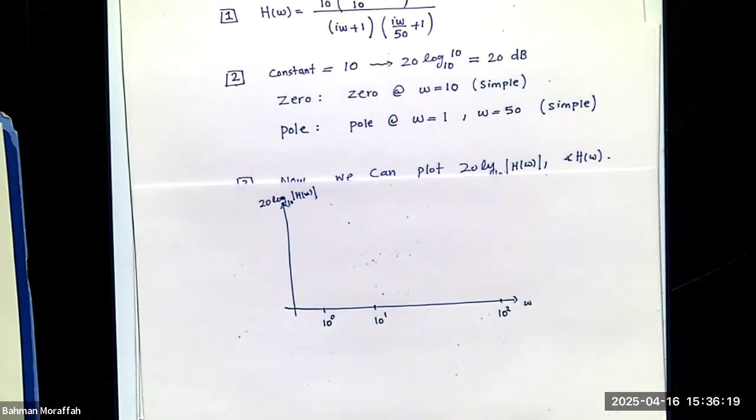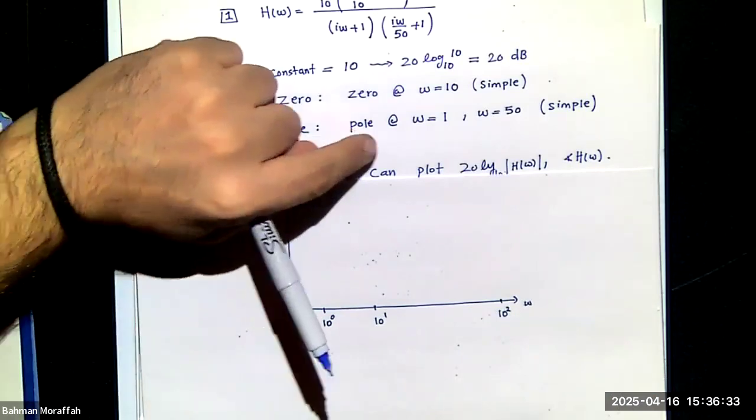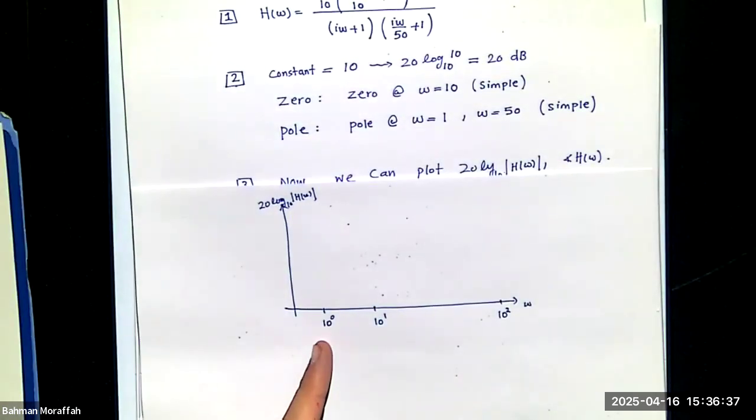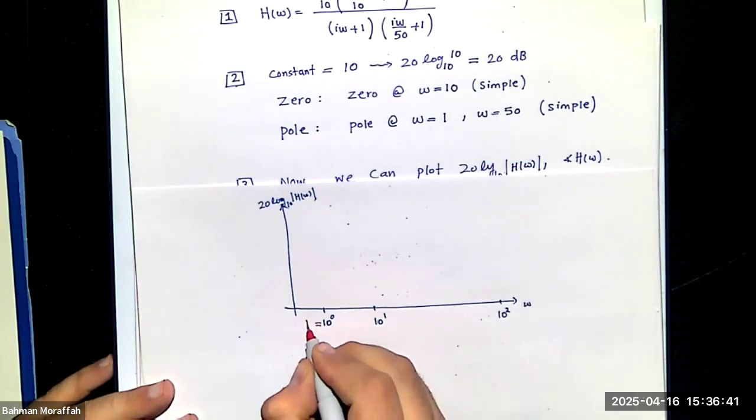Let's just put down where the zeros and poles are. Because again, those are the points where I know I have some change right at that point. Well, I know I have a pole at omega equal 1. 1 is 10 to the power of 0. So this is my pole 1.